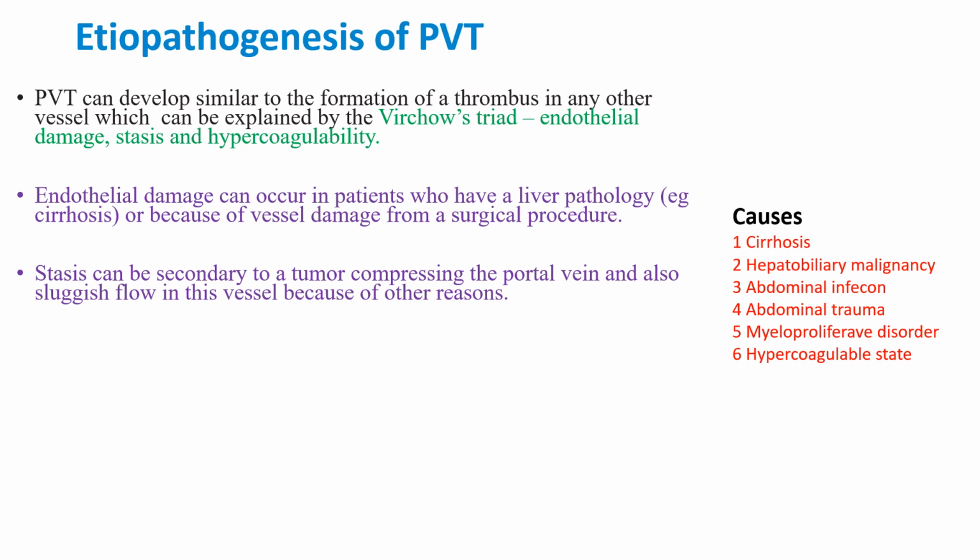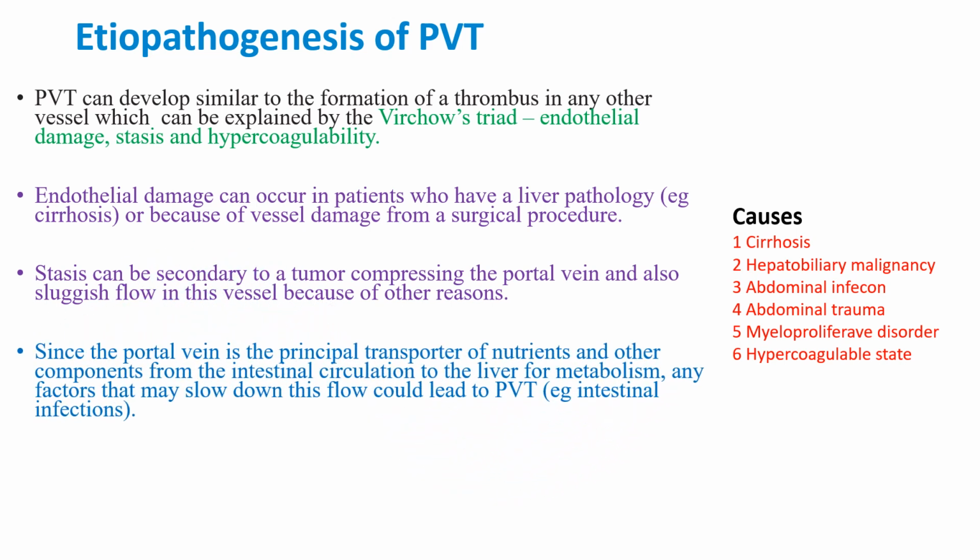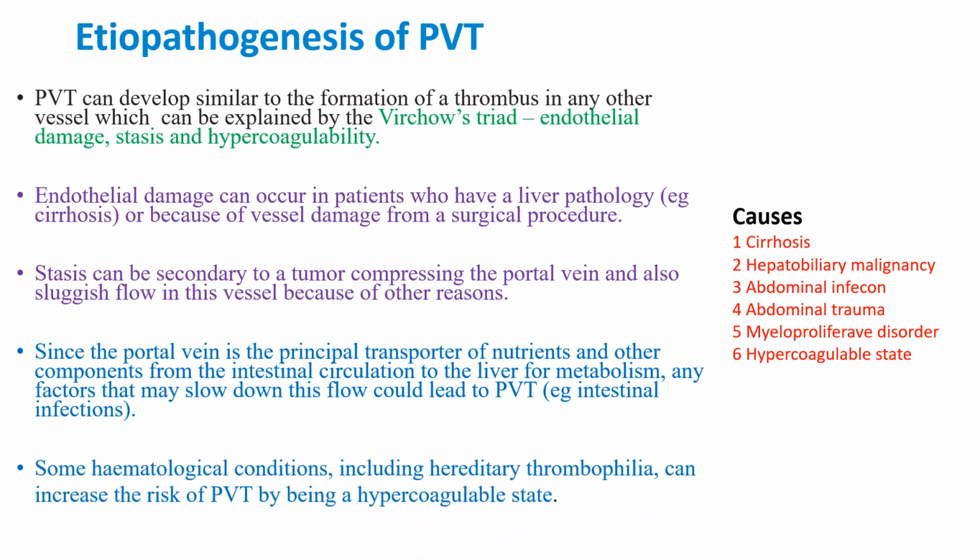Stasis can be secondary to a tumor compressing the portal vein and also sluggish flow in this vessel because of other reasons. Since the portal vein is the principal transporter of nutrients and other components from the intestinal circulation to the liver for metabolism, any factors that may slow down this flow could lead to thrombosis, such as intestinal infections. Some hematologic conditions, including hereditary thrombophilia, can increase the risk of thrombosis by creating a hypercoagulable state.